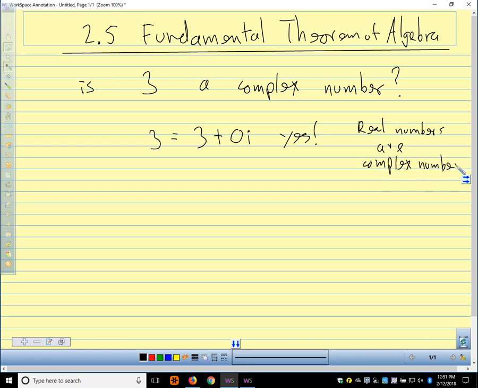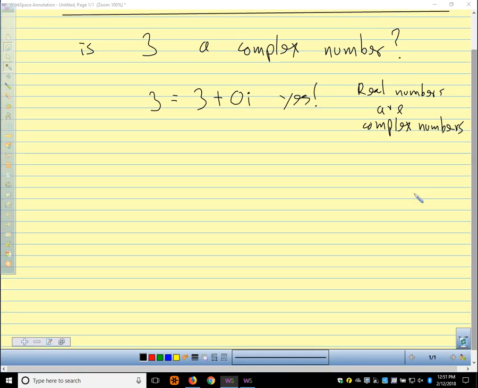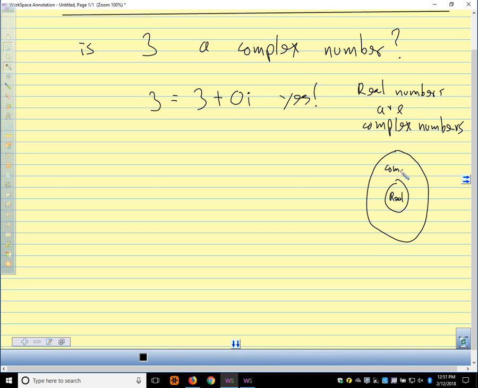So if we drew a set or a Venn diagram, it would look like this. The reals are in here, and complex are out here. So the real numbers are contained in the set of complex numbers. That's important for what we're going to say about the fundamental theorem of algebra. All right, so now that we have that, I'm just going to write FTA for fundamental theorem of algebra.